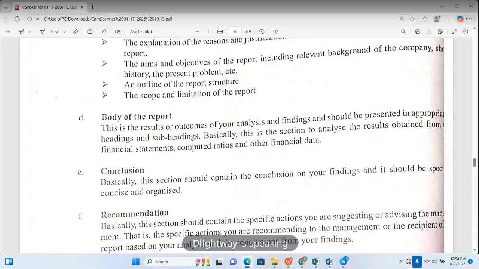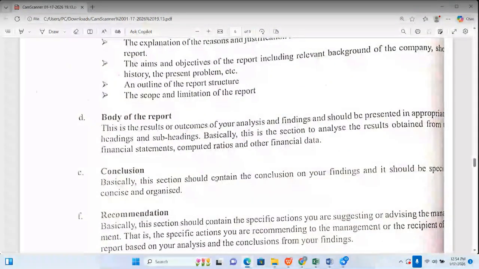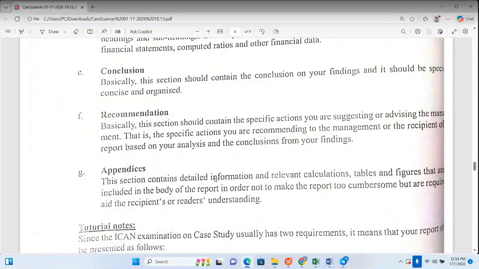All right. So we have the conclusion. Basically, this section should contain the conclusion of your findings and it should be specific, concise, and organized. Then the recommendation. Basically, this section should contain the specific action you are suggesting or advising the management. So you are telling them what they should do now.